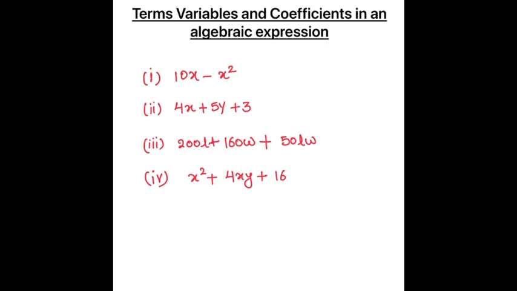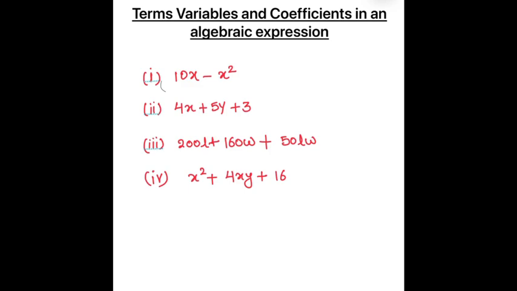In the first example, we have 10x minus x square as an algebraic expression. The term in an expression is a single number, a single variable, or numbers and variables multiplied together in an expression or equation. Terms are separated by plus or minus signs. So here we have 10x minus x square. Here 10x is one term and x square is the other term.